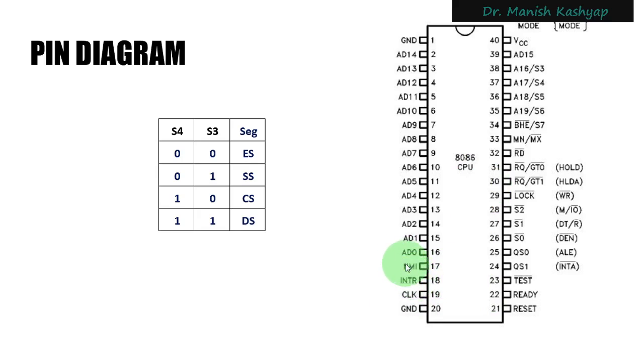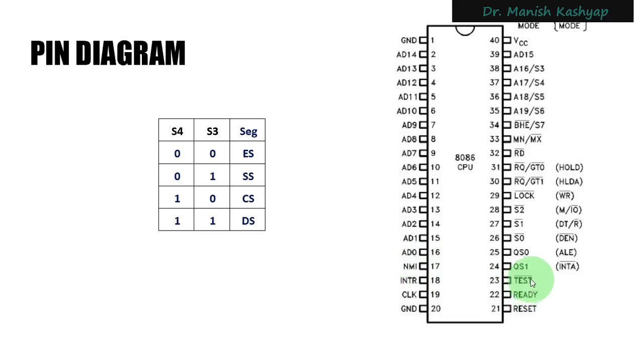Similarly, NMI that you see here is a non-maskable interrupt. Non-maskable interrupt means that irrespective of the status of the interrupt flag inside the microprocessor, if NMI is high, this request has to be served. One more point of difference between INTR and NMI is that INTR is level triggered, whereas NMI is edge triggered. This is also one of the points of difference.